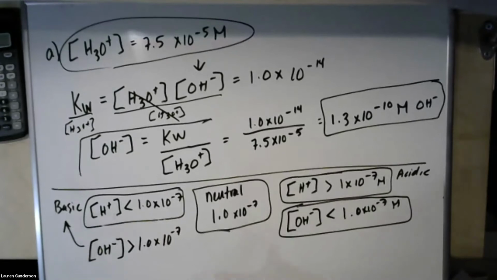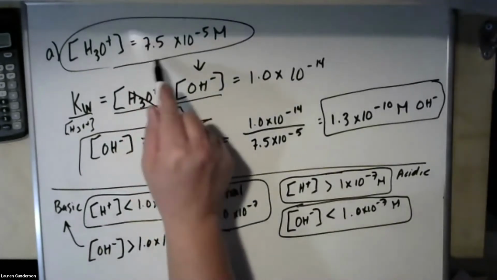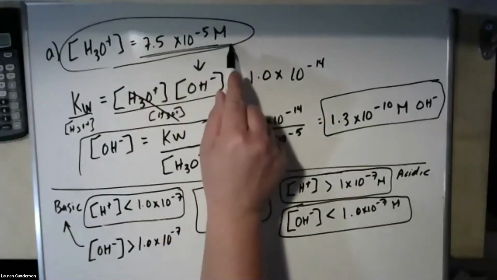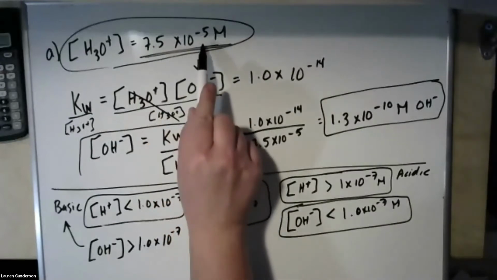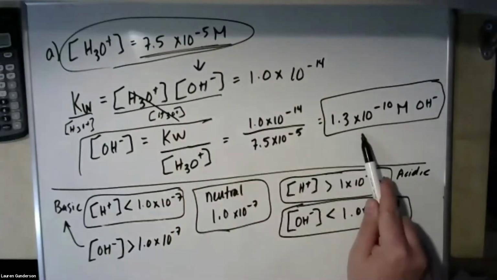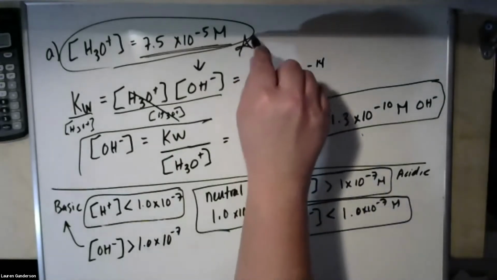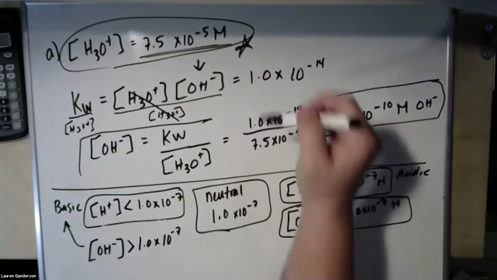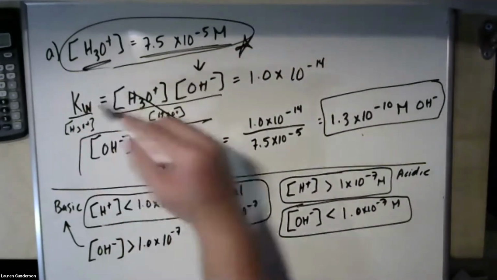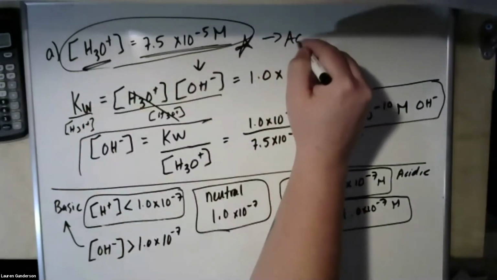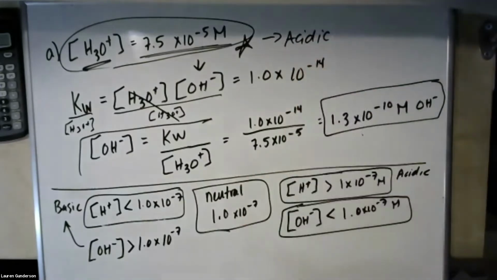So when I look back up at the two values that I have here, I have my hydrogen ion value 7.5 times 10 to the negative 5 versus my hydroxide of 1.3 times 10 to the negative 10. I see that this value is larger. And if my hydrogen ion value is larger, that means the solution is acidic. Okay.